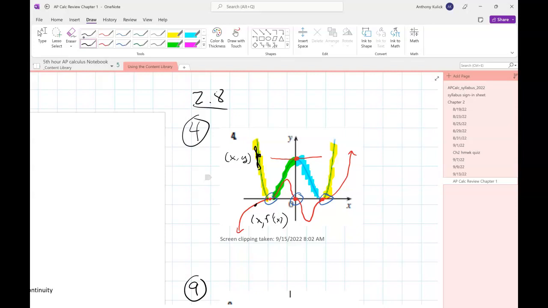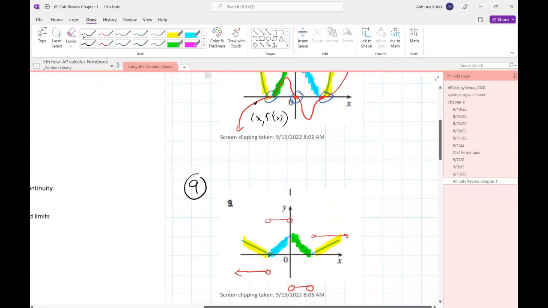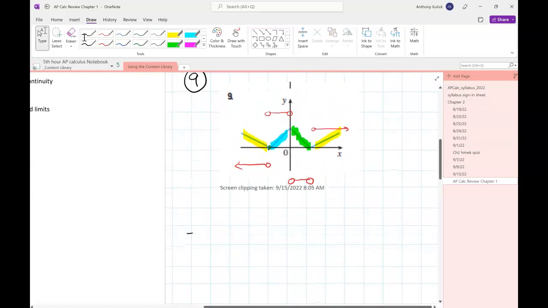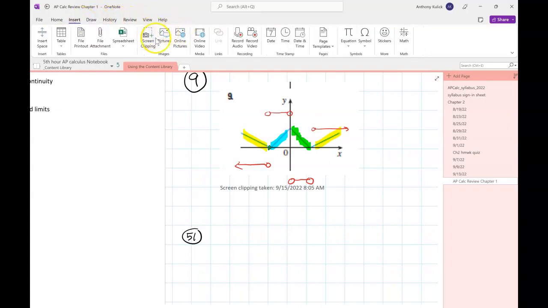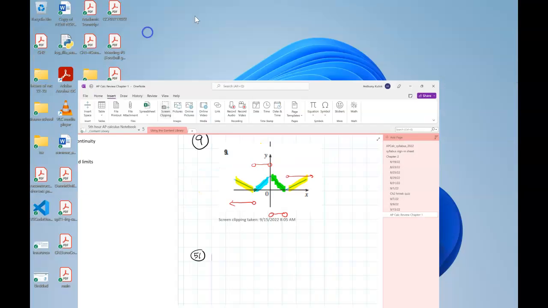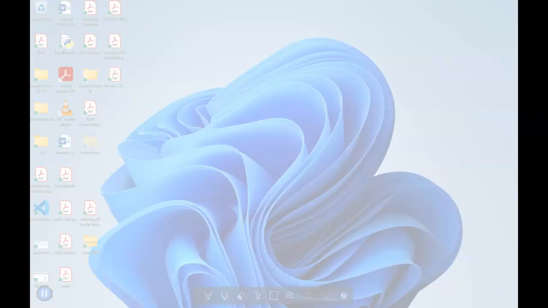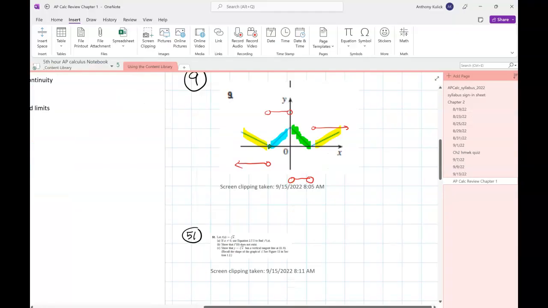Mia, 51 from that same section? Sure. Let's do this. So yes, there'd be a point on the x-axis.